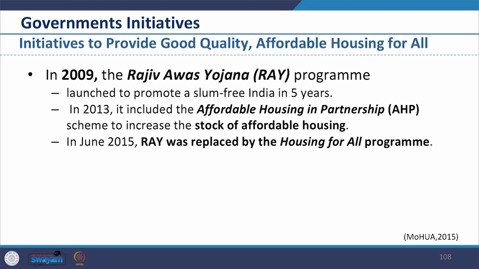We further see in 2009 the Rajiv Awas Yojana, RAY, program was launched to promote a slum-free India in 5 years. In 2013, it included the Affordable Housing in Partnership, AHP, scheme to increase the stock of affordable housing. In June 2015, RAY was replaced by the Housing for All program.